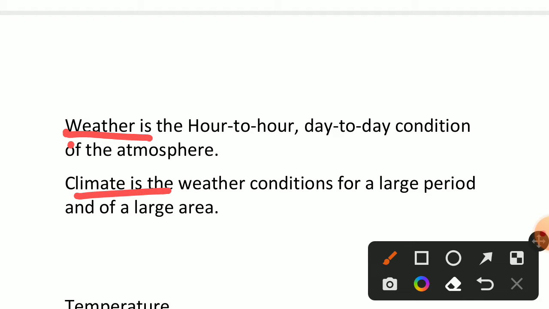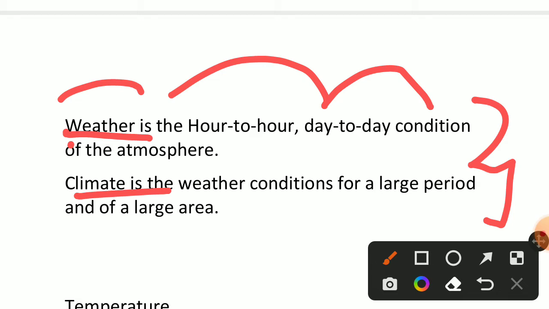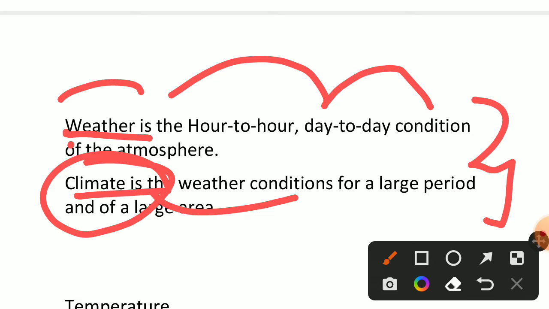The difference between weather and climate is just one. Weather tells today's condition of the atmosphere, only today's condition. But climate means the conditions over a large period. They will tell it for a large period. That is called climate. Weather is what they report in the news daily, hour to hour, day to day, the condition of the atmosphere.